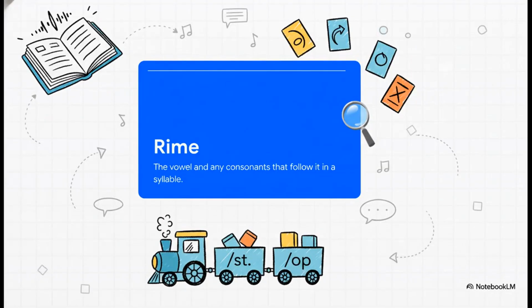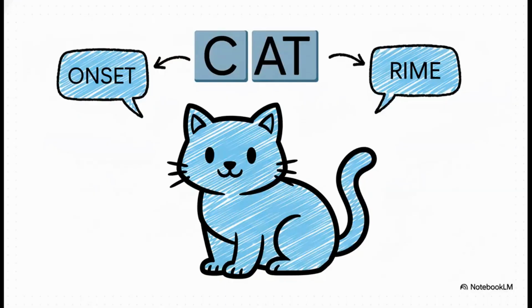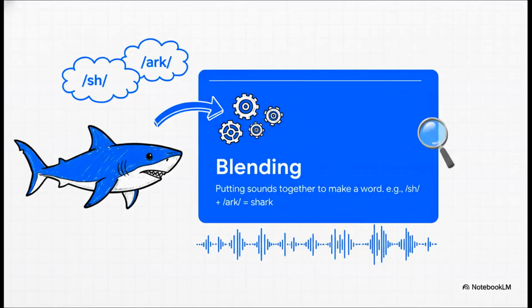And the rhyme is simply the rest of the word, starting with the vowel. A really great way to think about it is as the word family part of the word. So in stop, the rhyme is op. You put it together, you've got st, op. And here is the classic example we all know and love. Cat. The first sound, k, that's your onset. And the word family part, at, that's the rhyme. You can just see how breaking it down this way makes the structure of the word so much clearer for our little learners.